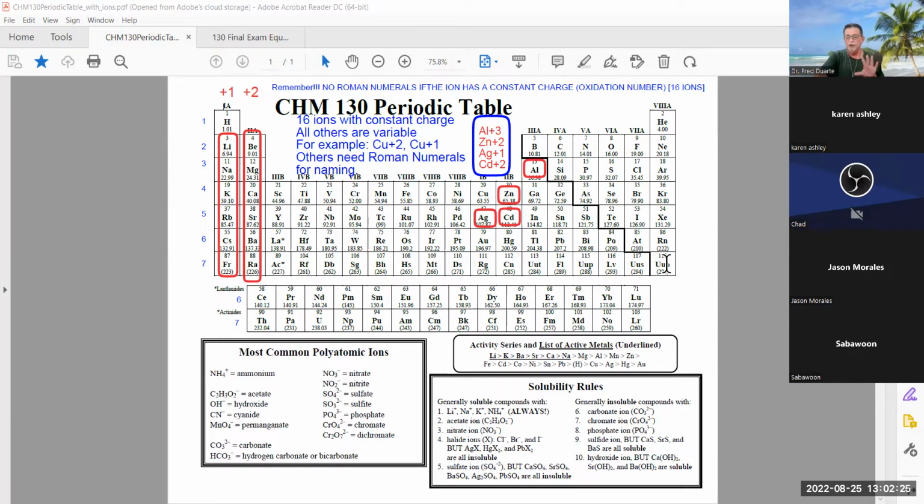Now, there's 118 elements that have been discovered to date. The last few, I want to say 114, 115, 116, and 118, were discovered roughly a couple of years ago. They now have official names. So these names that you see, like UUO, are just temporary symbols for them. Now, no, we're not going to memorize all 118 elements. Okay. We're going to talk about that.